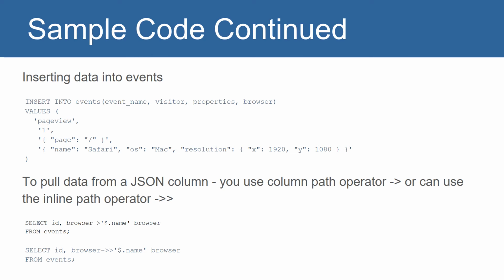Now to pull data from a JSON column, it's quite simple. You just have to use the column path operator, which is a dash and an arrow, or you can also use the inline path operator, which is a dash and two arrows, as you can see here. So this is just selecting ID and browser and the name of the browser from events, and the two different arrow types can both be used.